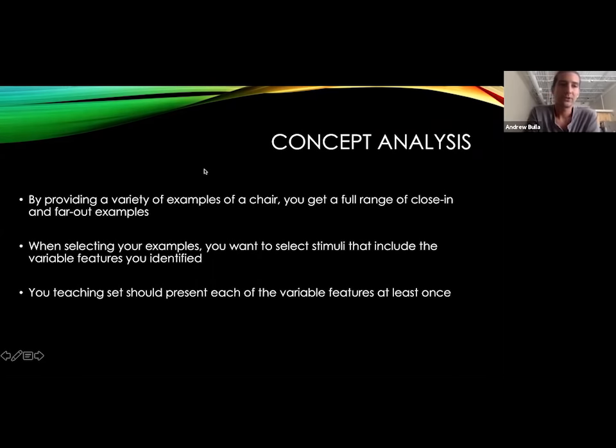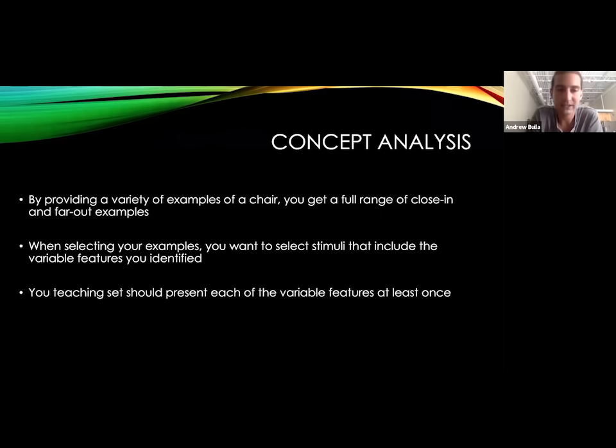So what we can do from this analysis is create a divergent set of examples to show the full variety of all the different things that a chair can be. This is going to hit on those far out examples, the ones that the learner may confuse during teaching and learning. So we're going to provide a variety of examples of a chair to get the full range of close in and far out examples.